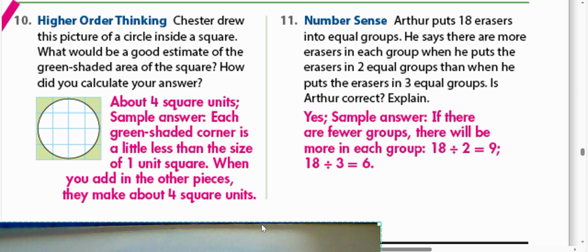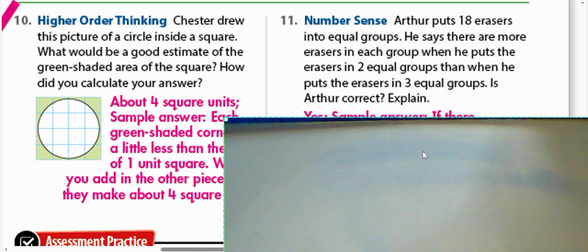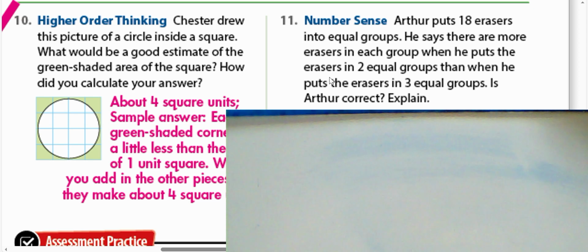Number sense. Okay, Arthur puts 18 erasers into equal groups. It says there are more erasers in each group when you put the erasers into 2 groups than when you put erasers in 3 equal groups. Is Arthur correct or not?